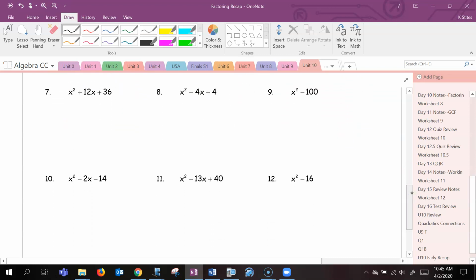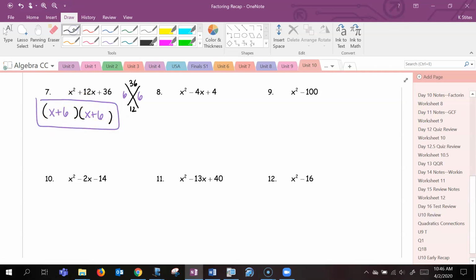All right, 6 more. So this next one is a little bit different. I know it doesn't look different, but we're multiplying to 36 and adding to 12. What are those numbers? They should be a 6 and a 6. And see how they're the same? They're both positive 6. So that means if you wanted to, this would be an absolutely fine answer. However, think about another way you could write this. You could write it as x plus 6 squared.